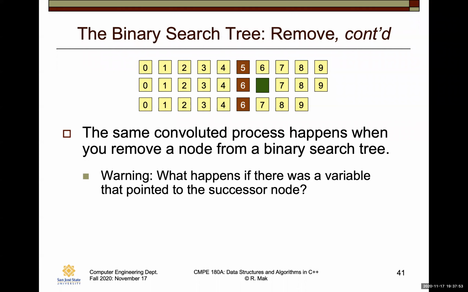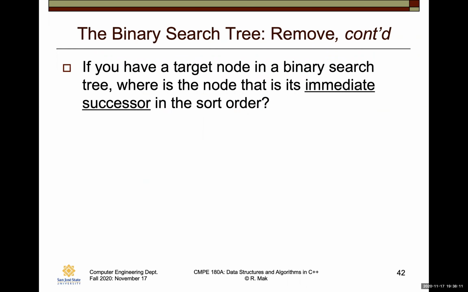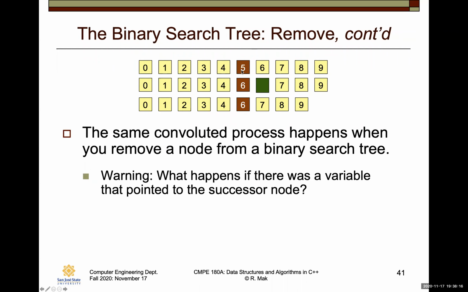In a list like this, or a vector, this is a very convoluted way of doing things, but it turns out this is the way we end up removing a node from a binary search tree. Let's take a look at this one. When we are going to remove a node, we have to figure out what is the successor node. Here in a list, that's easy. It's just the next one over.